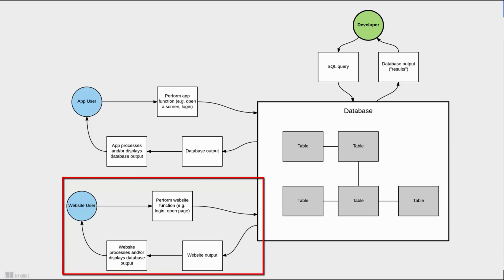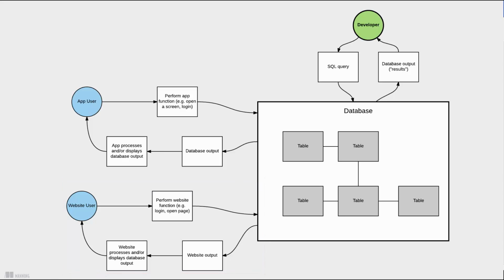We also have a website user on the bottom left in the blue circle as well. They interact with the database in a similar way. They perform a function on a website, such as logging in or viewing a product page like we saw in the earlier example. The database gets the results that the website needs and then displays it to the user.